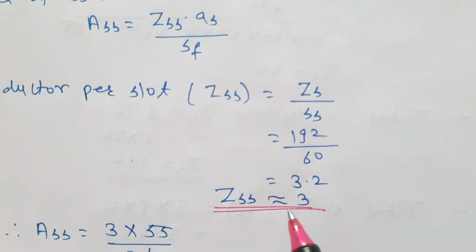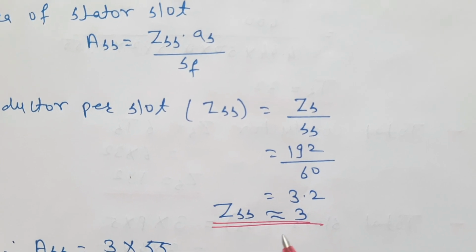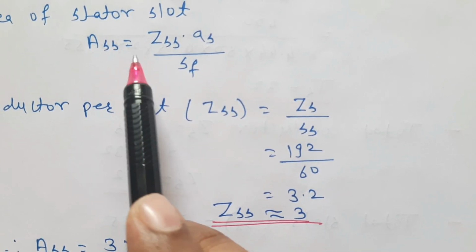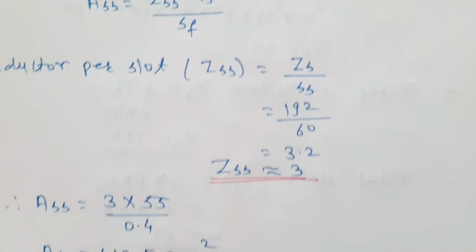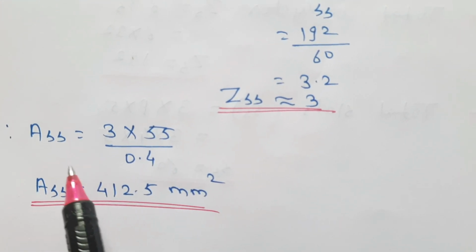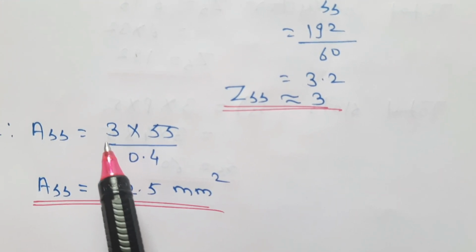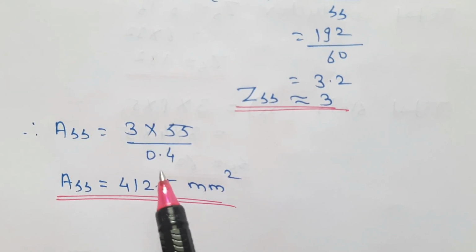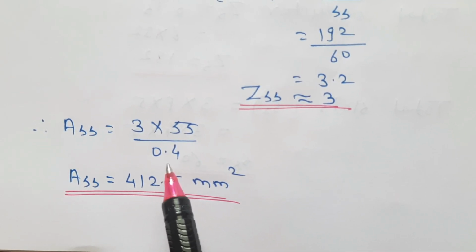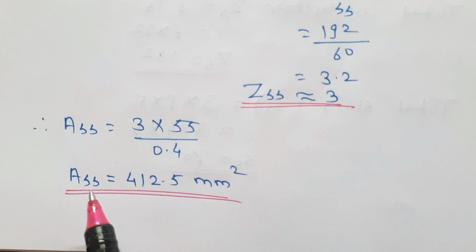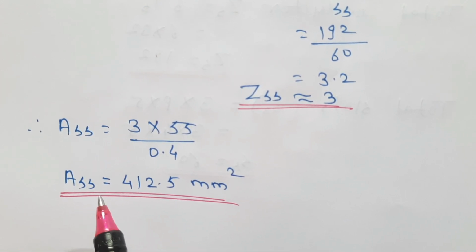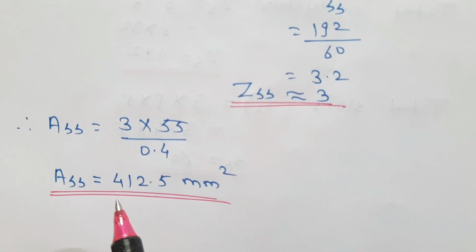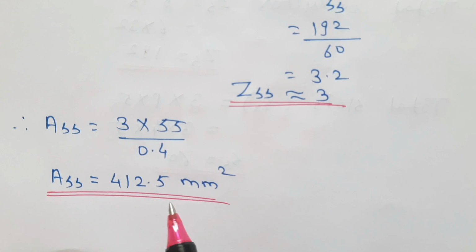From this now put the values of ZSS, AS and SF in this equation, that is ASS. Therefore area of stator slot is equal to ZSS is 3, into AS, that is cross sectional area of conductor 55, divided by slot space factor, given as 0.4. From this we will get the value of area of stator slot equal to 412.5 mm square.